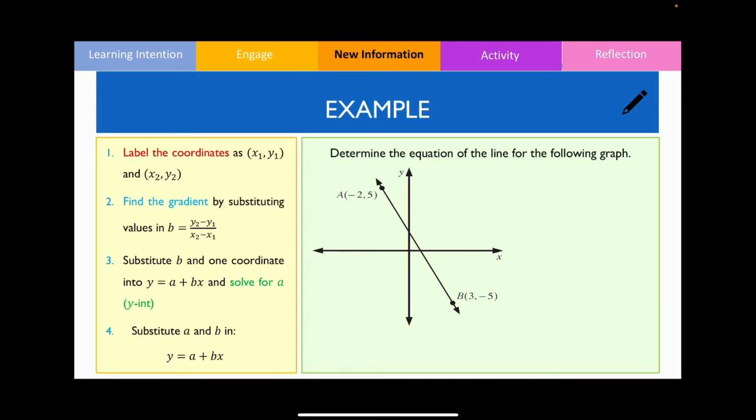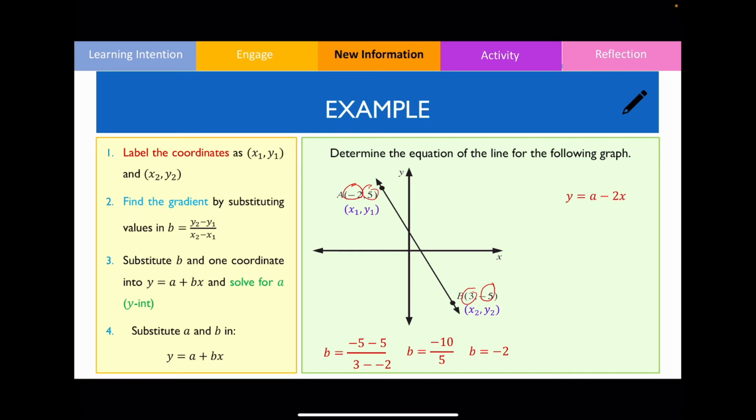So let's use an example over here. What I'll do first is label the coordinates as x1, y1, x2, y2, like so. After that, I'll find out what the gradient is. So in this case, it'll be -5 minus 5 over 3 minus -2. Just be careful of the negative signs. So when you simplify this, your gradient is going to be equal to -2.